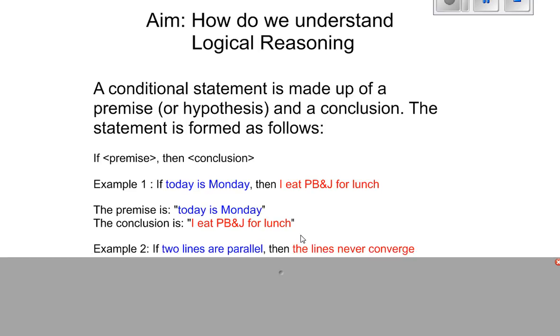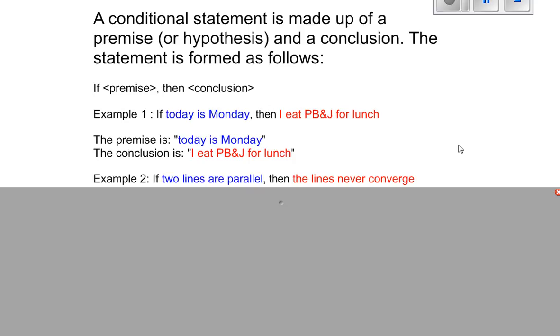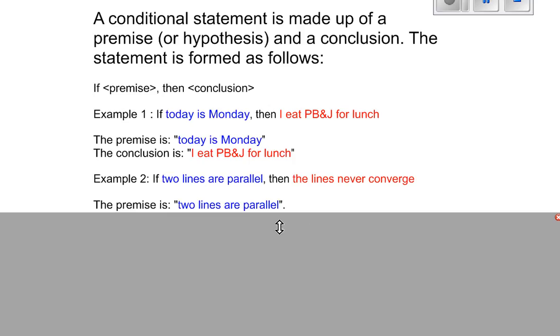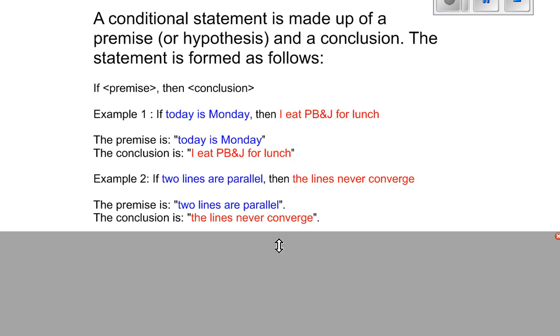Let's take another example. If two lines are parallel, then the lines never converge. So your premise is going to be two lines are parallel, and your conclusion is the lines never converge. You should be writing these examples down. They belong in your notes. If you need to, put your player on pause and then resume when you're done.